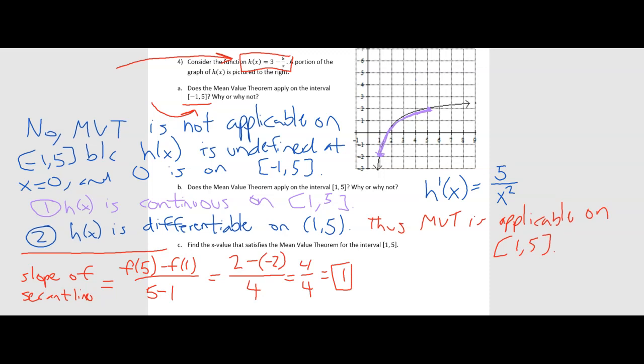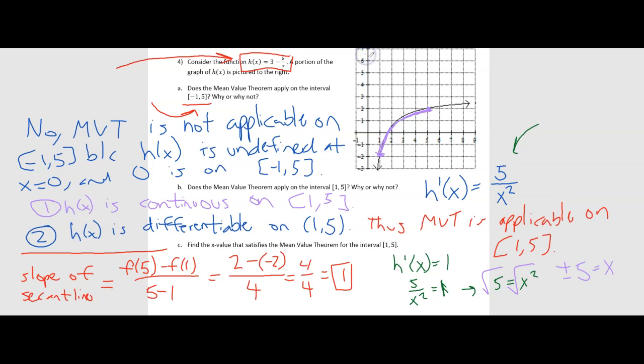Now we just need to set the derivative equal to 1. We've already found the derivative up here, right? So we're just going to set h prime of x equal to 1, which means we have 5 over x squared is equal to 1. Come over here, we get 5 is equal to x squared. If we take the square root of both sides, we're going to get two values. We're going to get plus or minus square root of 5 is equal to x.